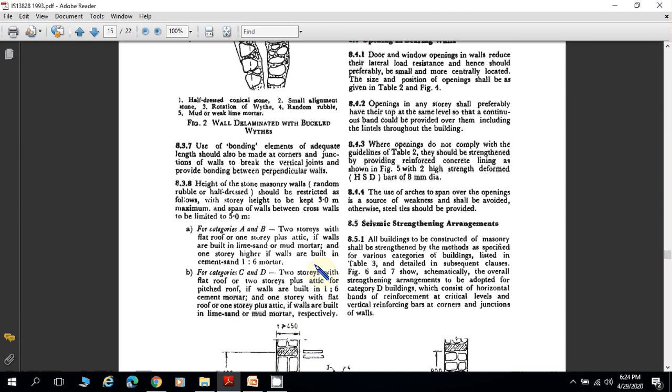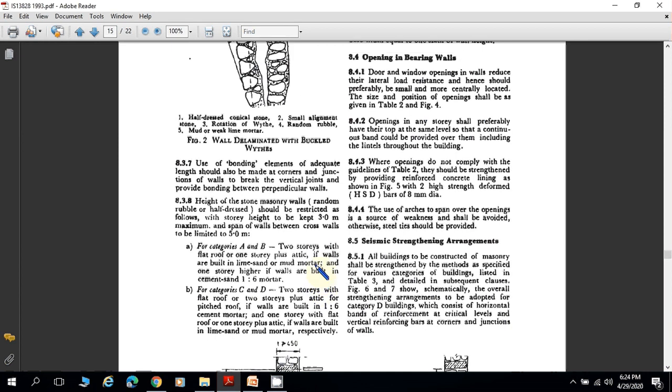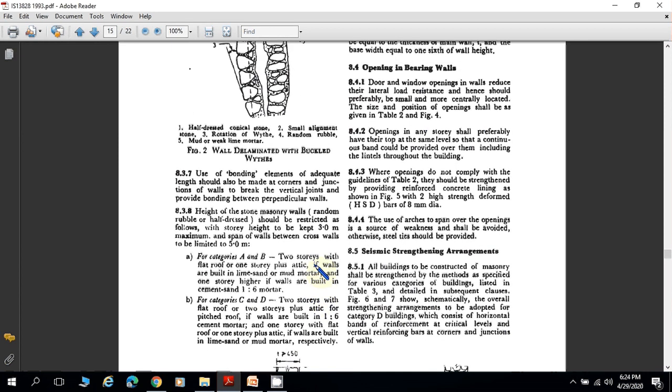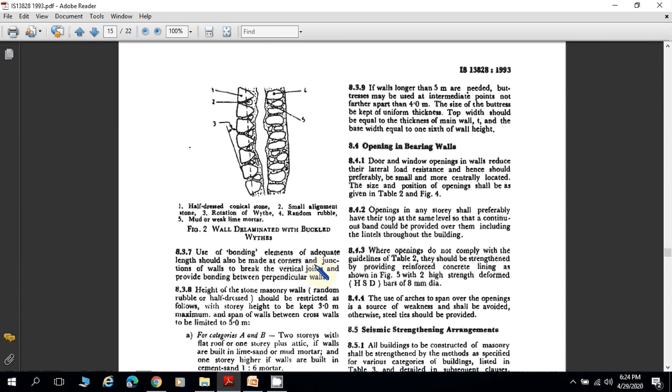Similarly, for C and D type categories of wall, a 2 story flat roof and 2 story plus attic for a pitched roof are provided if the walls are built in 1:6 cement mortar. The story height is to be kept 3.0 meter maximum, and the span of wall between 2 cross walls is to be limited to 5 meter.